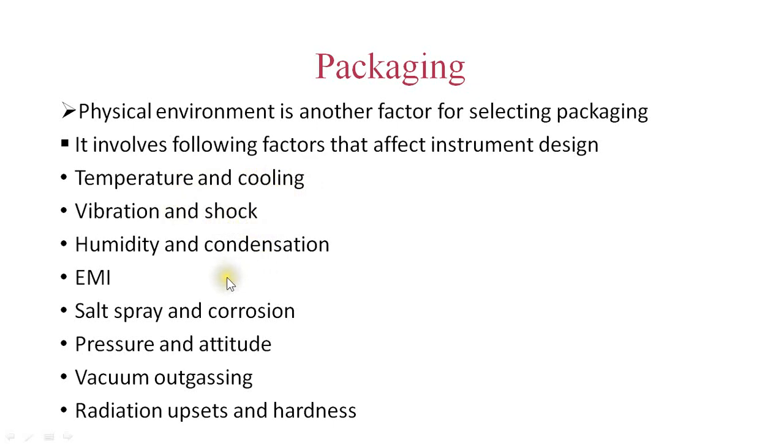Then humidity and condensation, then electromagnetic interference, then salt spray and corrosion, pressure and altitude. After that, vacuum outgassing, then radiation upsets and hardness. Whenever these parameters are considered for the packaging, they should not exceed their limit or fall below the specification of this limit. So you have to design the packaging such that it gets the appropriate parameters in the specified range of the product. Then the next parameter is the design for manufacture, assembly and disassembly.